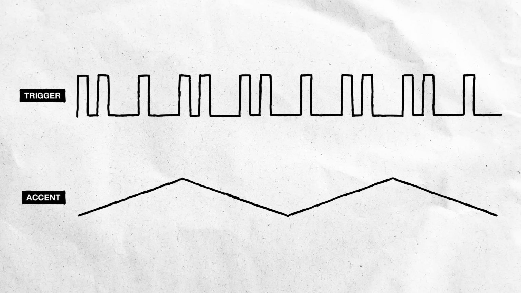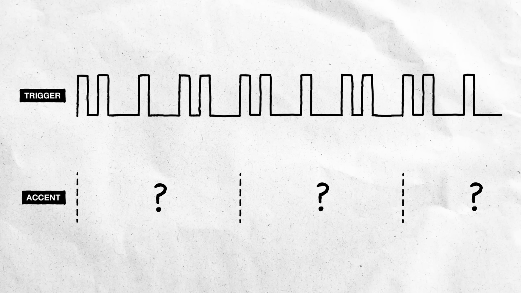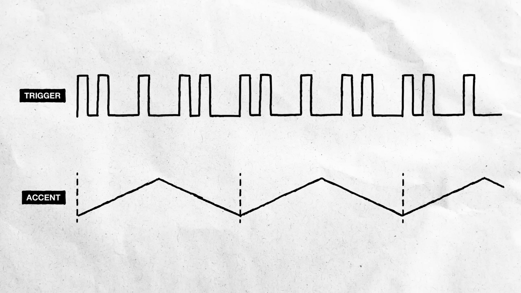But sometimes you might want accents that line up with the beat predictably. How can we make that happen? One idea would be to carefully adjust the triangle's frequency so that the accent pattern repeats exactly once per loop. But in an analog circuit, that's easier said than done. Even tiny mismatches add up, and the two signals start drifting apart.